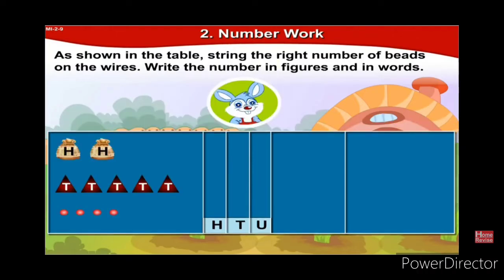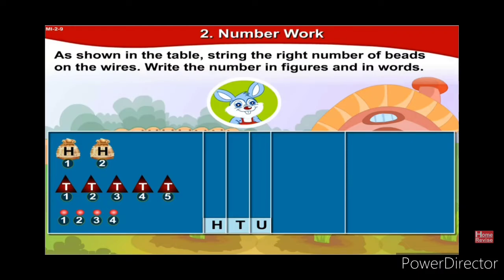To begin, let us count the hundreds. There are 2 hundreds. Now let us see the tens. 1, 2, 3, 4, 5 tens. And how many stray beads? 1, 2, 3, 4. 4, which means 4 ones.